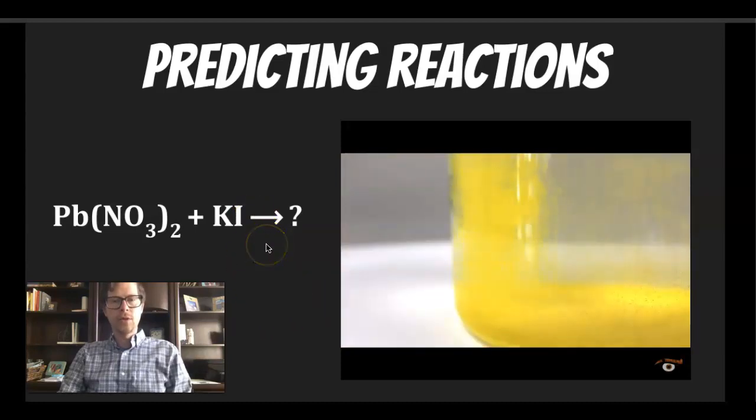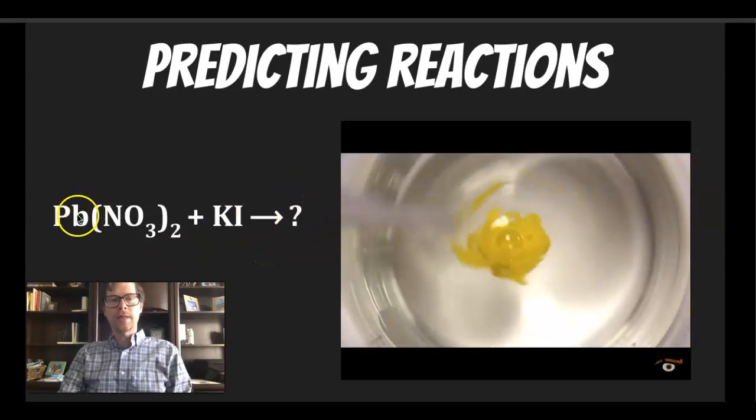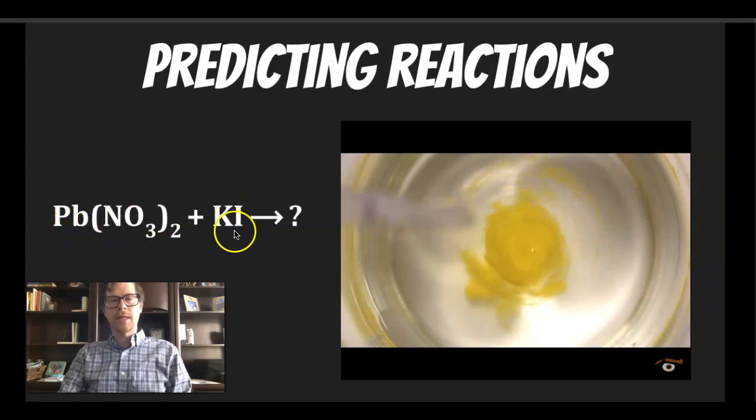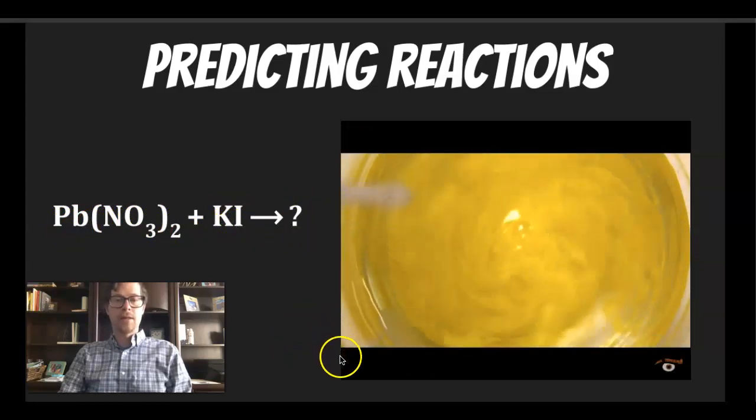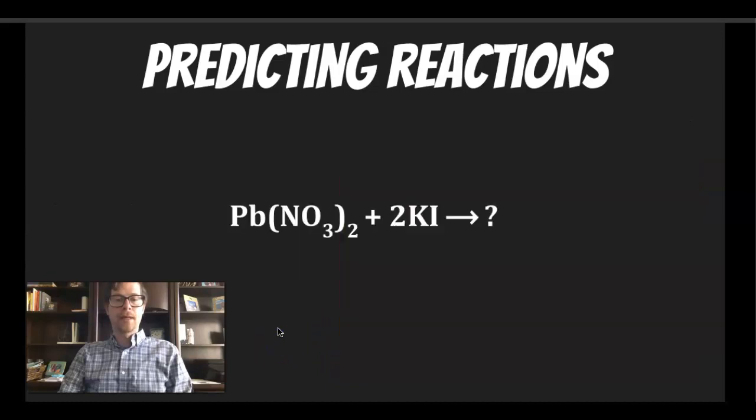So, kind of cool. How can we tell, just from looking at this that it's lead nitrate and potassium iodide, how can we tell we're going to get that yellow gooey stuff coming out? Let's look at it. Okay, so this is the situation, right? You've got two known reactants. We told you that you've got this lead nitrate and this potassium iodide coming together. What is that going to form?